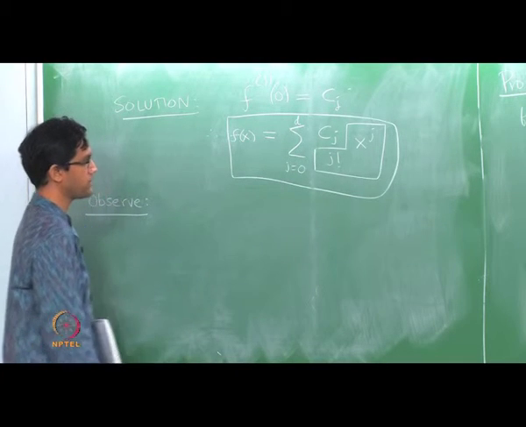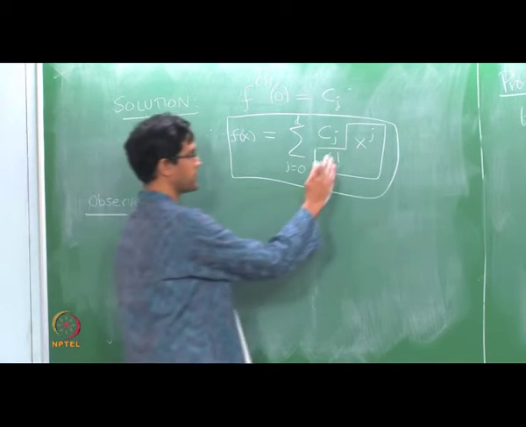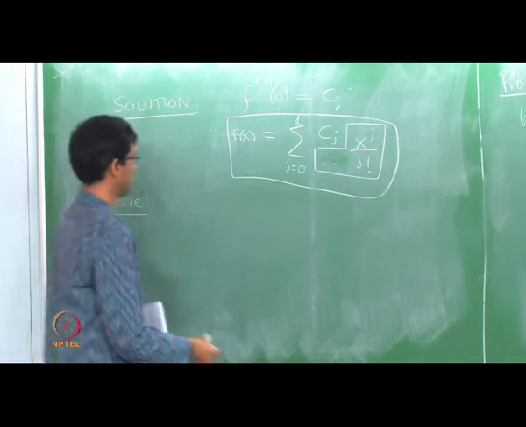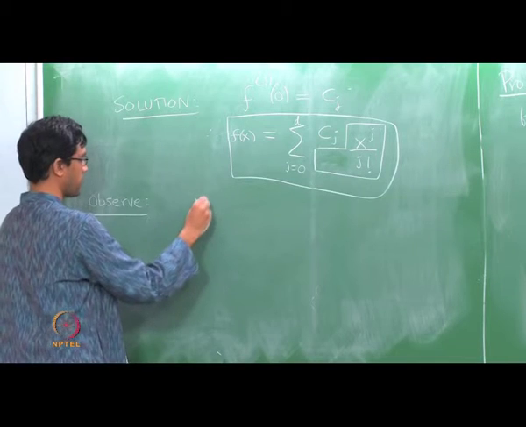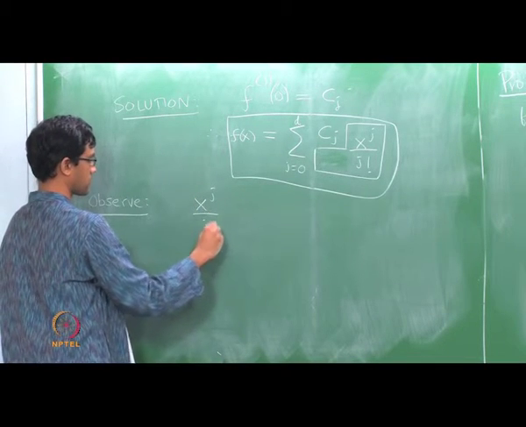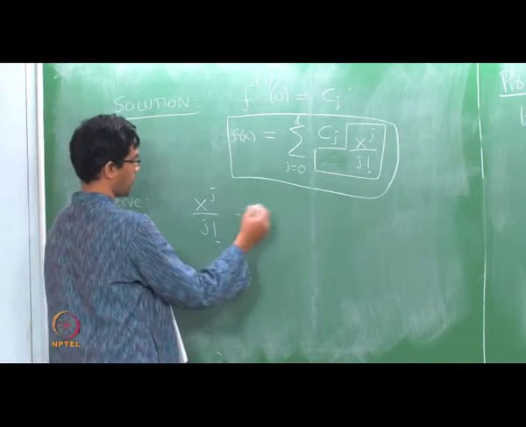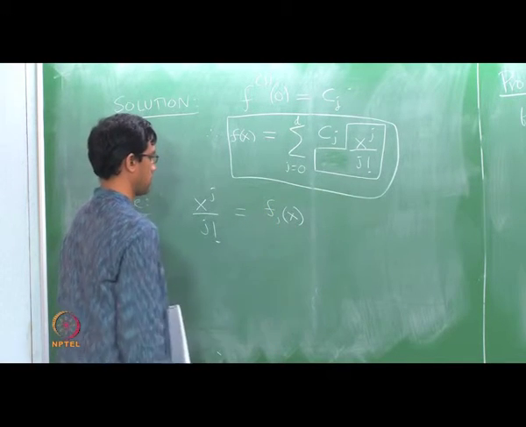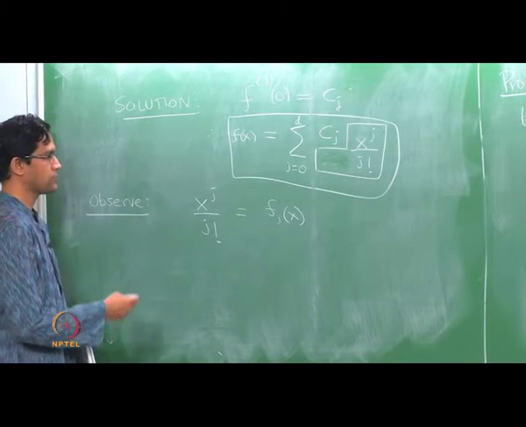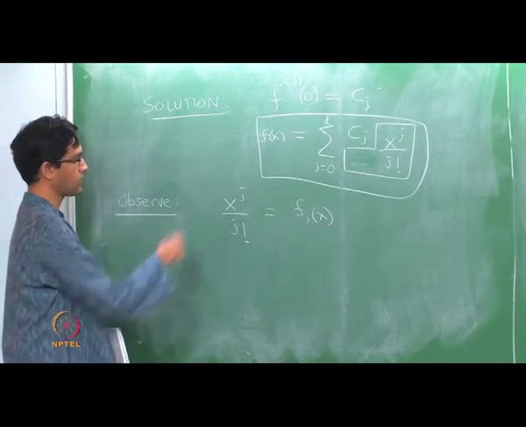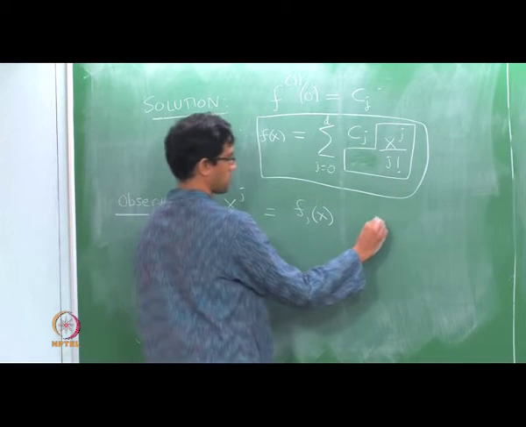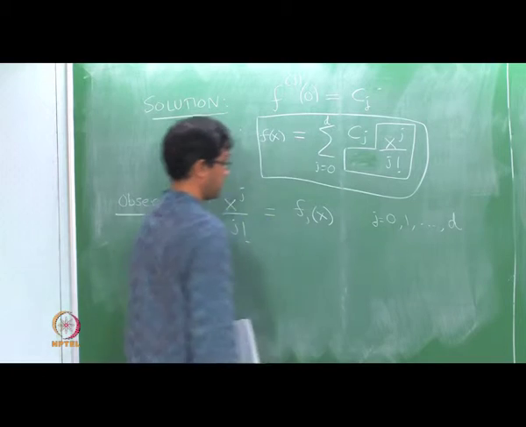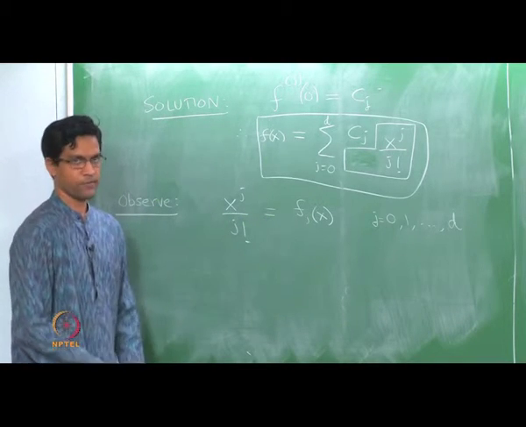Think of it as Cj multiplied by x power j divided by j factorial. So let me just think of it like this. You look at this guy, x power j by j factorial. Let us call it a polynomial, let us call it fj of x. For each value of j between 0 and d, I have a polynomial called fj of x. It's a very simple polynomial in this case. It's just x power j divided by j factorial.